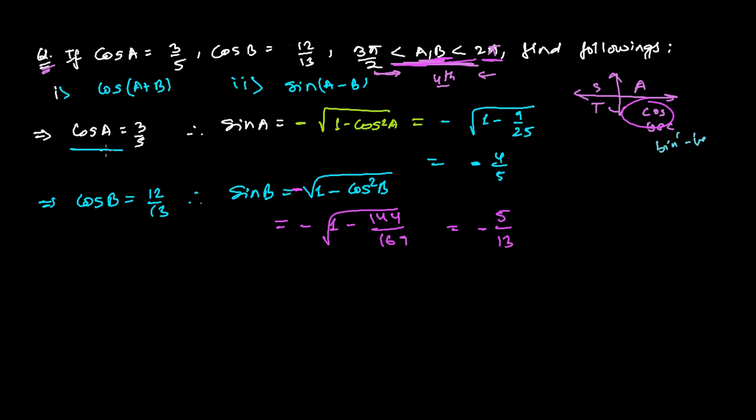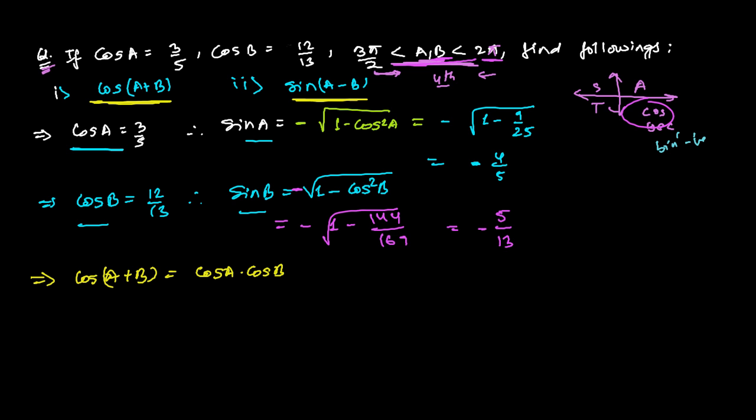So now we have everything. We have cosine of A, cosine of B, we have sine of A, sine of B. So we have all the basic requirements for finding the cosine of A plus B and sine of A minus B. So let's start writing now. Cosine of A plus B. The formula for the cosine of A plus B is cosine of A times cosine of B.